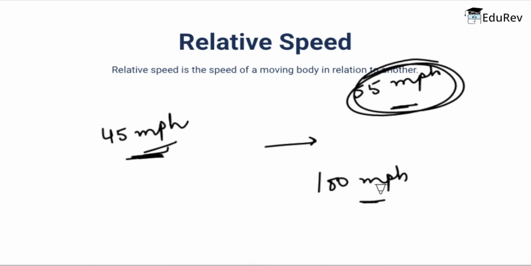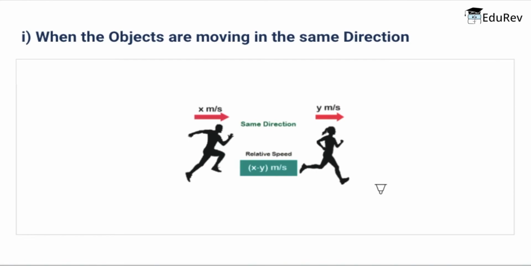There are broadly two cases in relative speed. Number one, when the objects are moving in the same direction, and number two, when the objects are traveling in opposite directions. So let's move on to the first one, when the objects are moving in the same direction. Let's say that two objects with velocities A and B with respect to the ground are moving in the same direction.